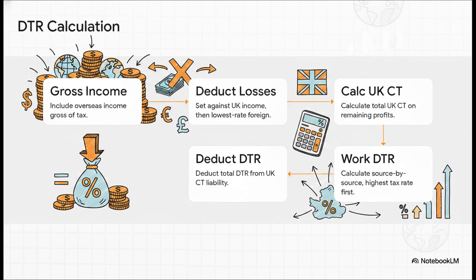Step 1. Always bring the overseas income in gross before tax. Step 2. Set your UK losses against UK income first and then against your lowest rate overseas income. Step 3. Calculate your total UK corporation tax on the remaining profits. You save your highest rate overseas income for Step 4, where you calculate DTR source by source, starting with the highest overseas rate. This mathematical logic is absolutely crucial because it ensures you maximize your DTR claim by using up your UK tax capacity against the most expensively taxed foreign income first. Finally, Step 5 is simply deducting that total DTR from your UK corporation tax liability. It's a puzzle, but a logical one.